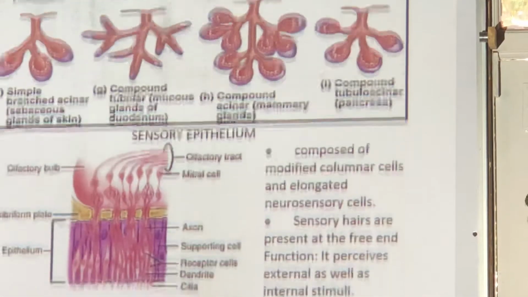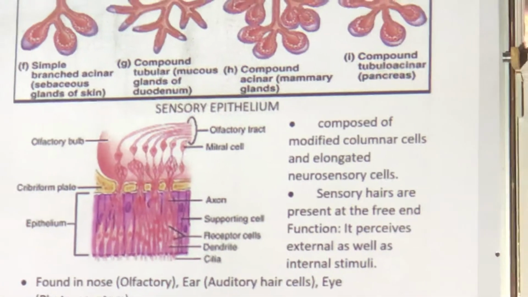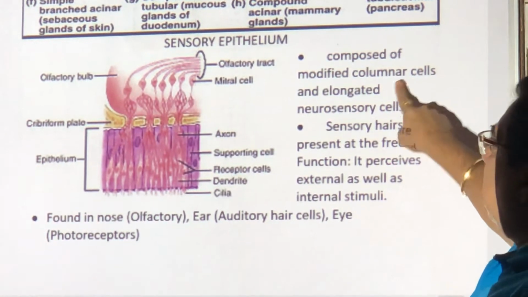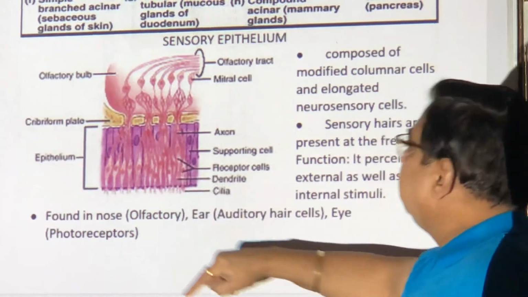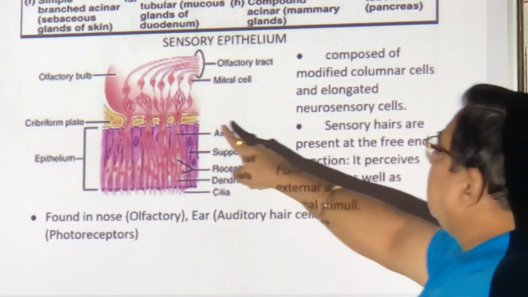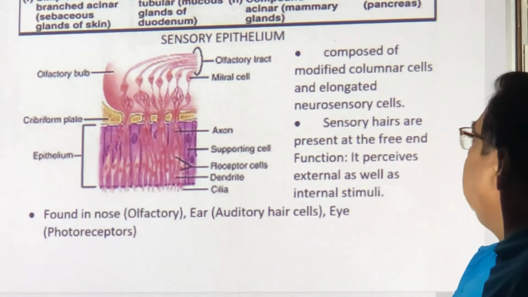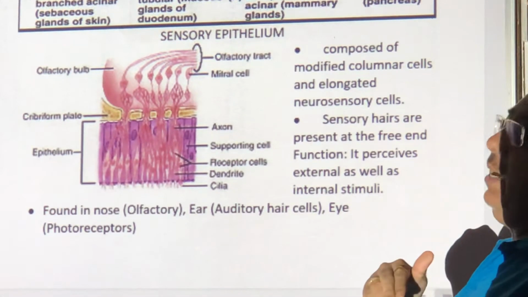Sensory epithelium, again your book avoids it much. It is modified columnar and has nerve fibers which come out. Hairs are present, sensory structures are present, and they can sense outside and inside.